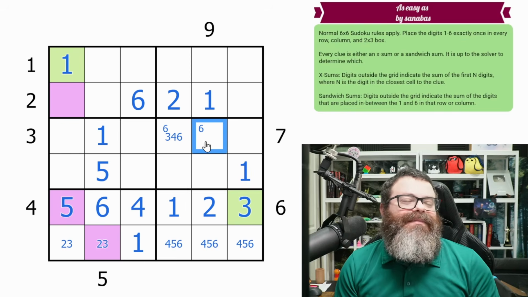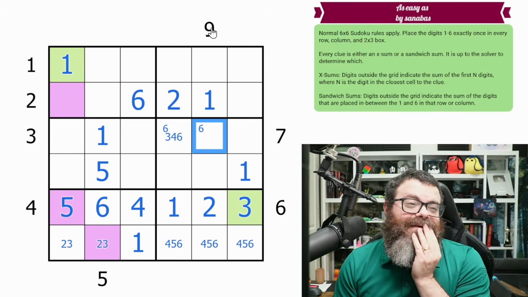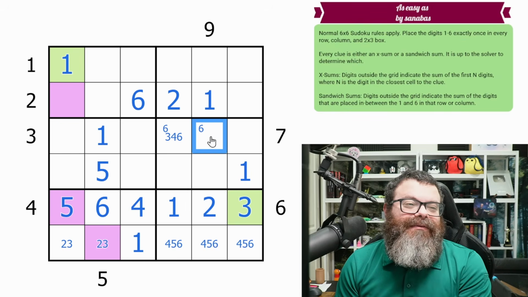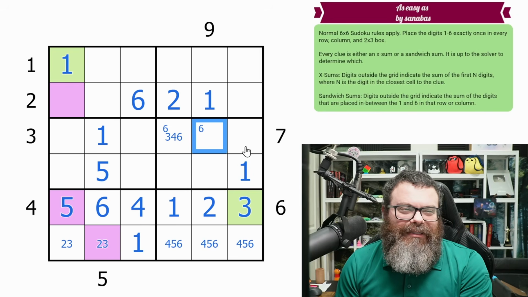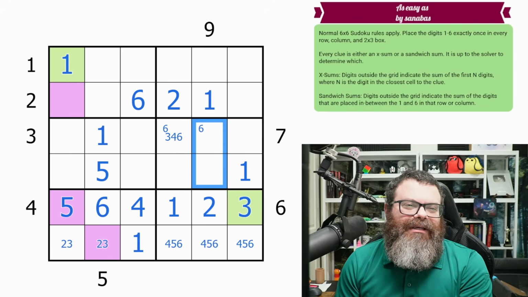I'm getting confused. If the 9's an x sum, this is 3, this is 5. Which would make this 6 and 3, and this 2 and 5, and that's perfect. If this was a sandwich, then this is a 3-4 pair if we have a sandwich. This is 6 and this is 3-4.